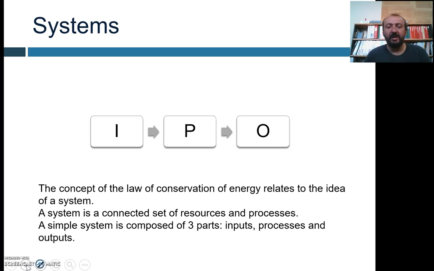Okay, we'll quickly talk about systems. The law of conservation of energy relates to the idea of a system. A system is a connected set of resources and processes. A simple system is composed of three parts: the input, the processes, and the outputs. So we'll just have a little talk about that.